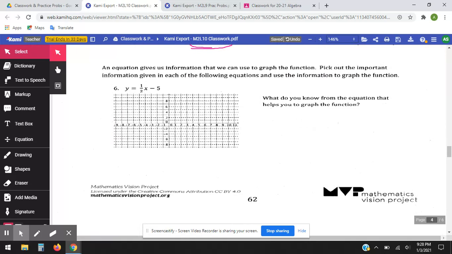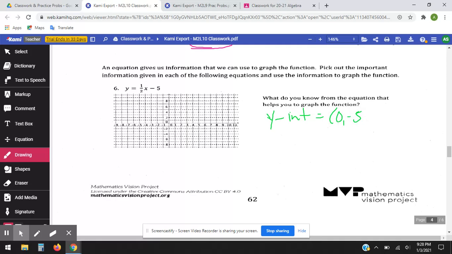An equation gives us information we can use to graph a function. Pick out the important information given in each of the following equations and use it to graph it. Well, what do we know? This is y equals mx plus b form. So I know my y-intercept is (0, -5). I can tell from this also my slope is 1/2. I know this is linear and it's explicit, so I know it's continuous.